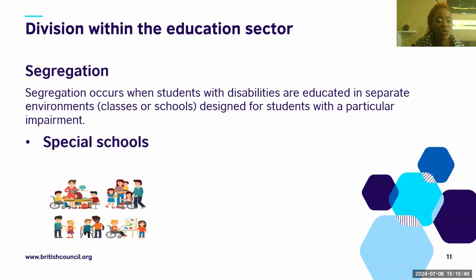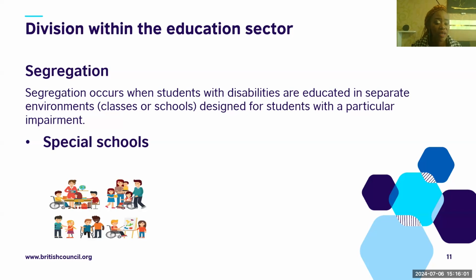Right, so we are going to go to divisions within the education sector. We are talking about segregation. Segregation occurs when students with different disabilities are educated in a different environment. This can be a classroom or a different school.